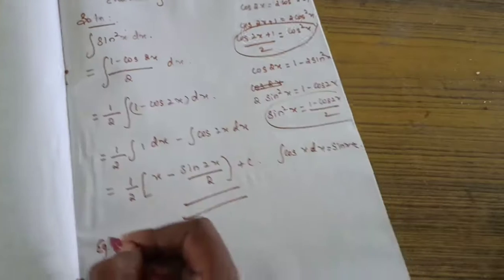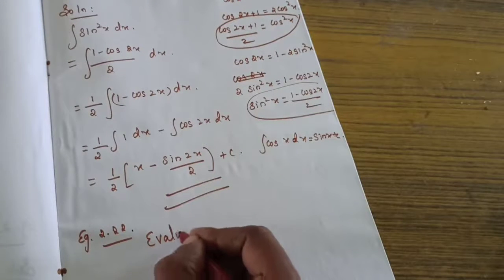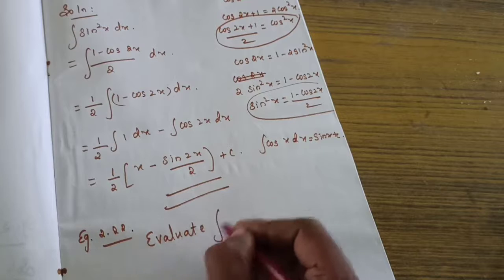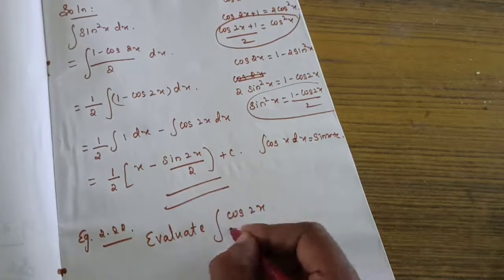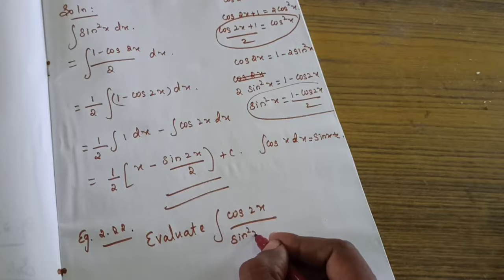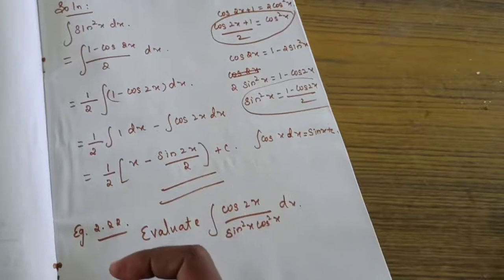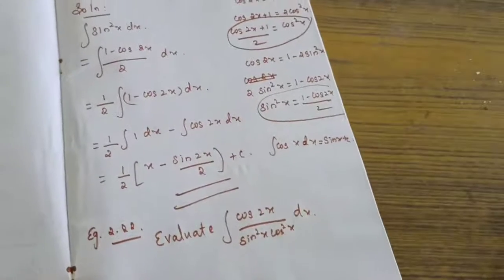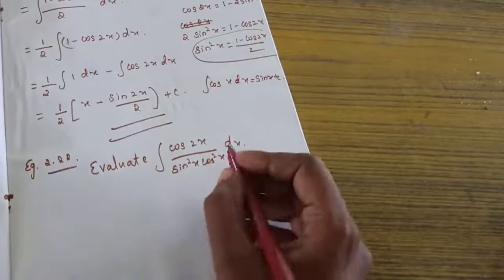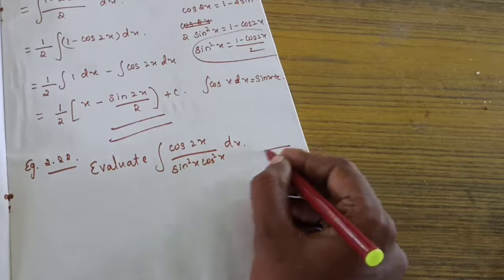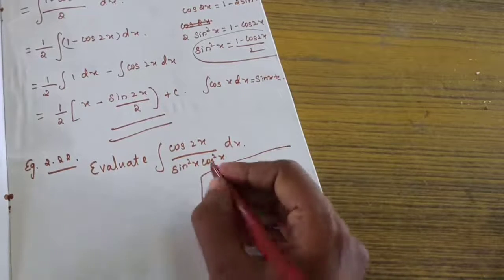Example 2.22. Evaluate integral of cos 2x divided by sin square x cos square x dx. Okay. Now again we are going to move for the formula. Okay. So in your last 11th standard you have learned 4 formulas for cos 2x.